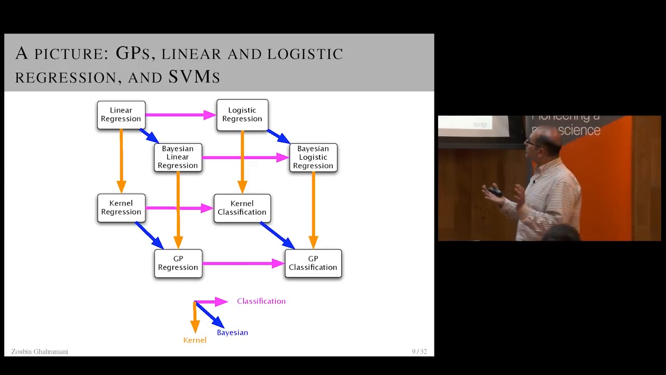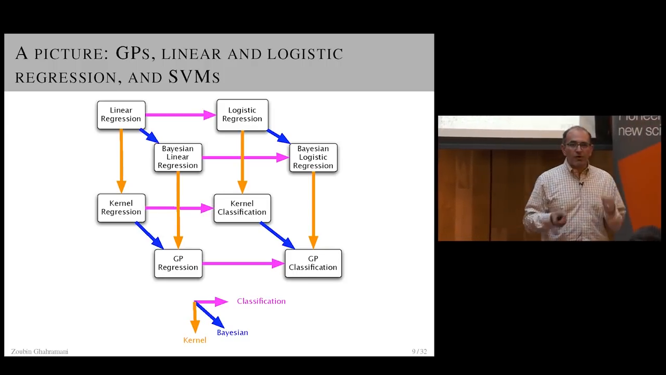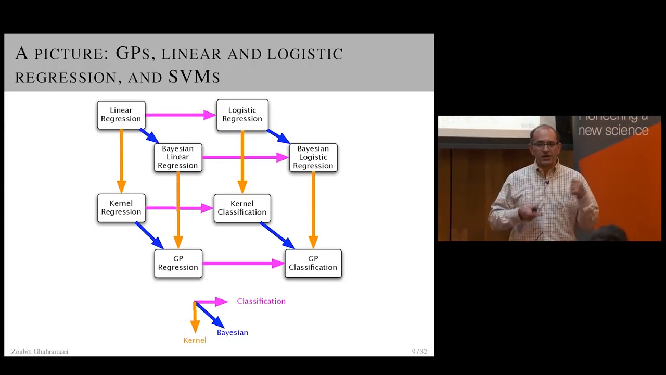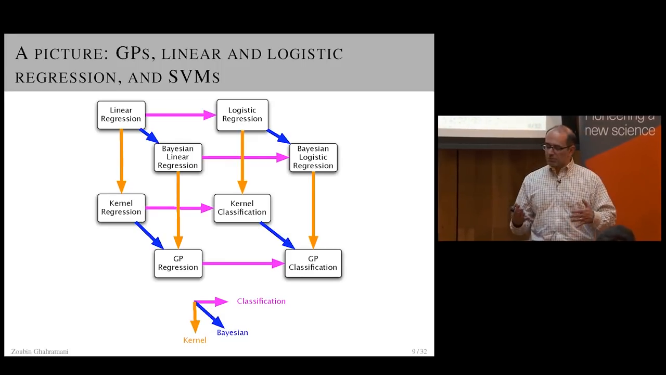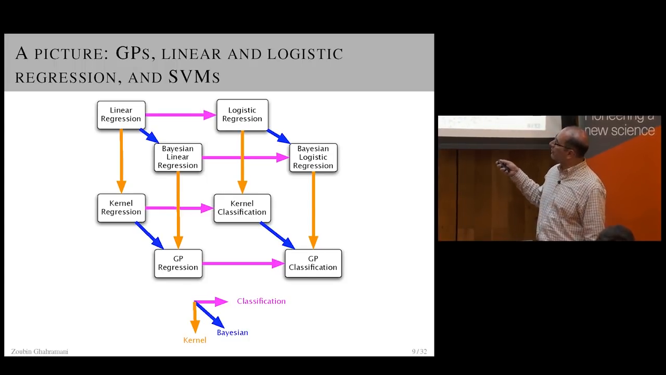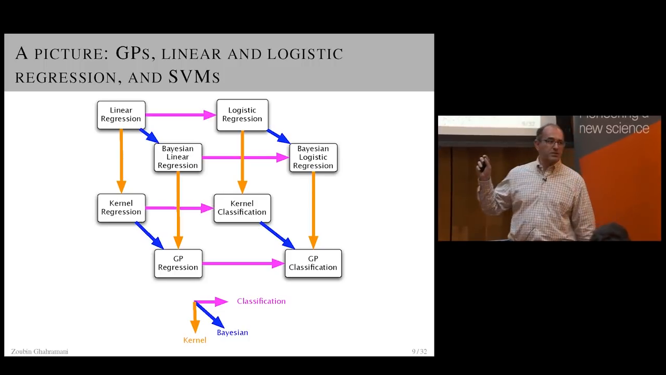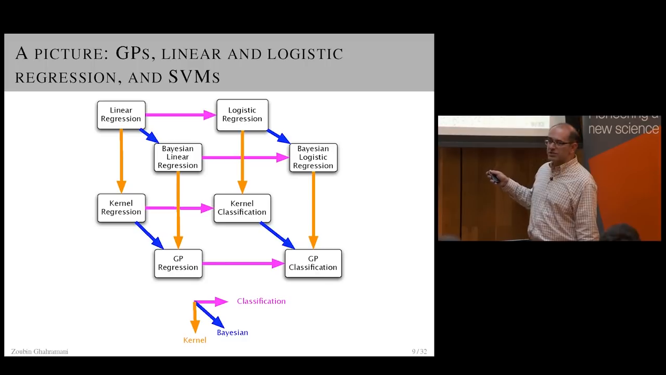Another operation I can do to linear regression is, instead of finding a point estimate of the parameters, instead of solving for the parameters using least squares or something like that, I do Bayesian inference over the parameters. So I come up with a prior on the parameters, and then I multiply by the likelihood, and I get the posterior. So that would be Bayesian linear regression, a textbook model if you're doing Bayesian statistics. Those are the blue arrows, the Bayesian versions of point estimate or maximum likelihood models.